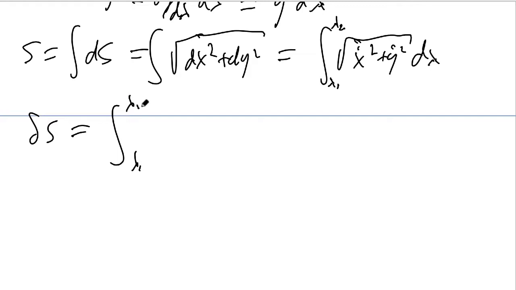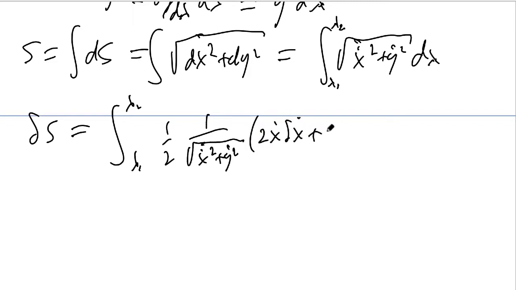Okay, so this is the integral from lambda 1 to lambda 2. Varying this expression, we have 1/2 times 1 over the square root of x dot squared plus y dot squared times 2x dot delta x dot plus 2y dot delta y dot, and all of that is times d lambda.